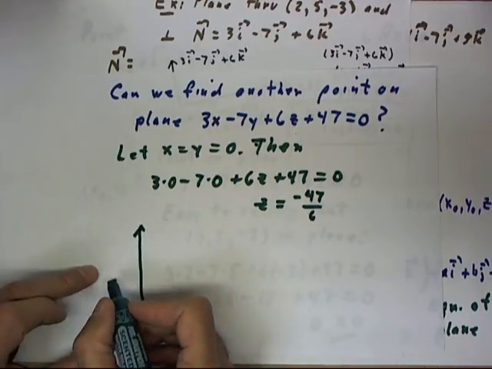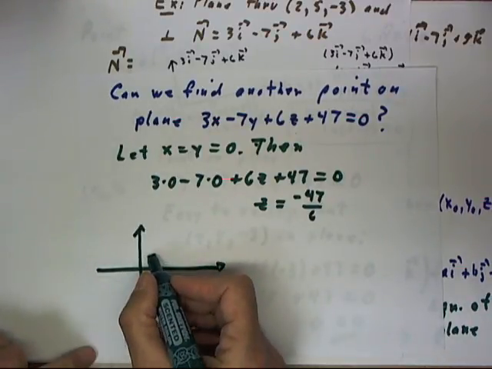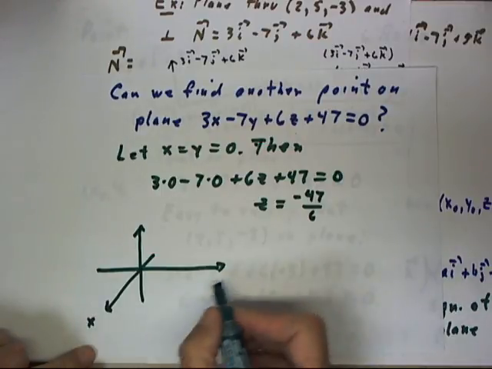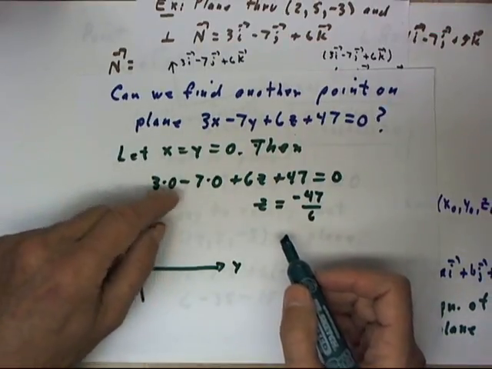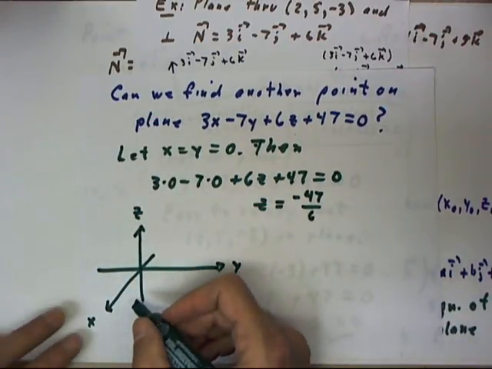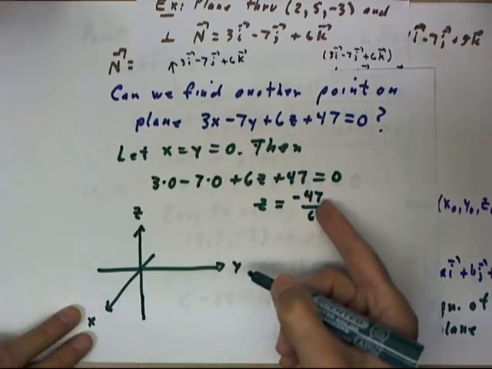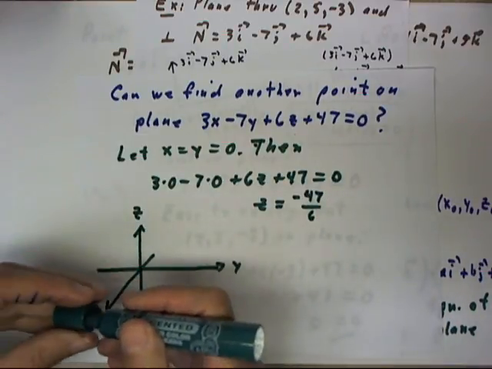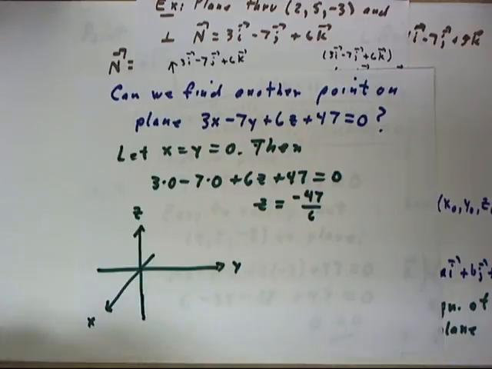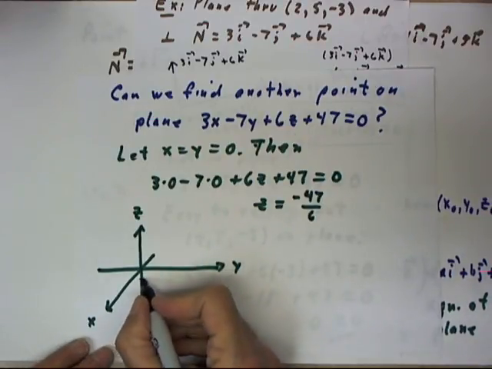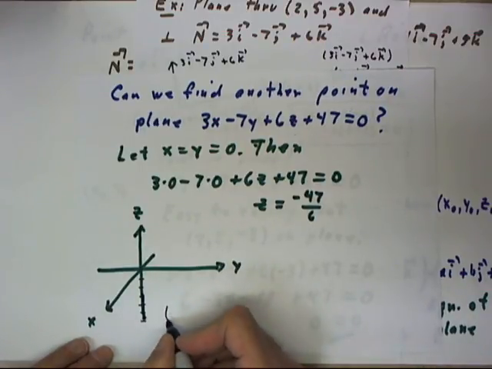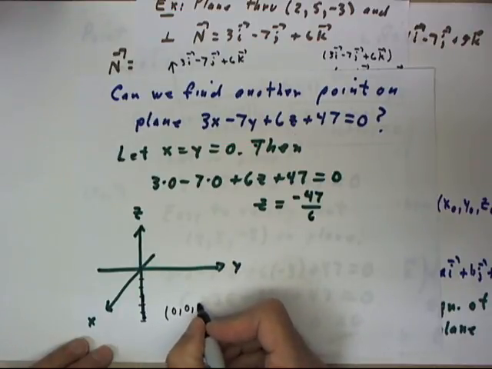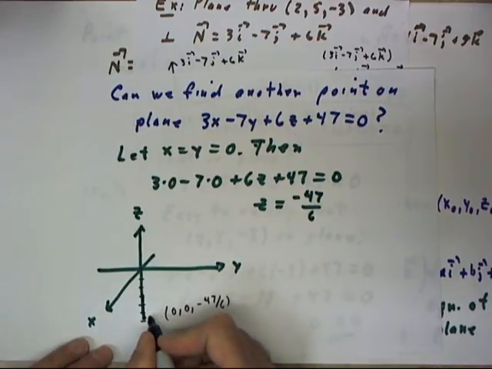We conclude, if we draw our x, y, and z axes, that the point where x and y are both 0 and z is equal to negative 47 over 6. Let's see now, negative 48 over 6 would be negative 8, so negative 47 over 6 would be almost negative 8. If we come down here, 1, 2, 3, 4, 5, and almost 6 units, say to this point right here, this would be the point 0, 0, negative 47 over 6.